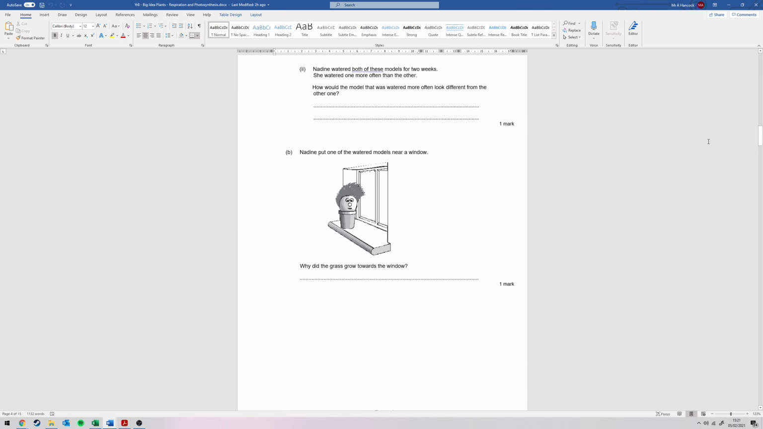Part 2. Nadine watered both of these models for 2 weeks. She watered one more often than the other. How would the model that was watered more often look different from the other one? Part B. Nadine put one of the watered models near a window. Why did the grass grow towards the window?